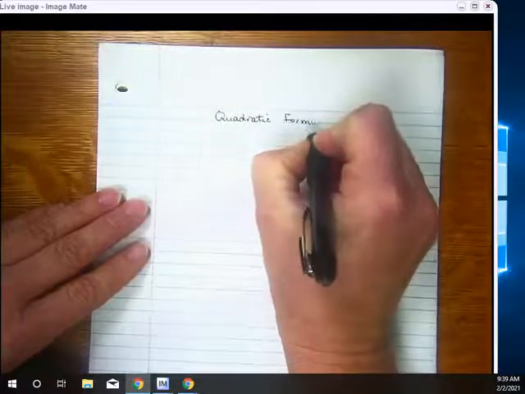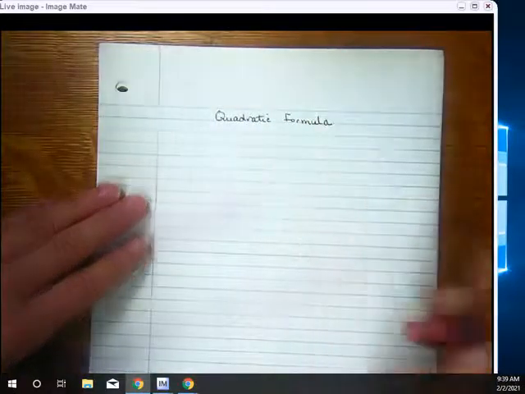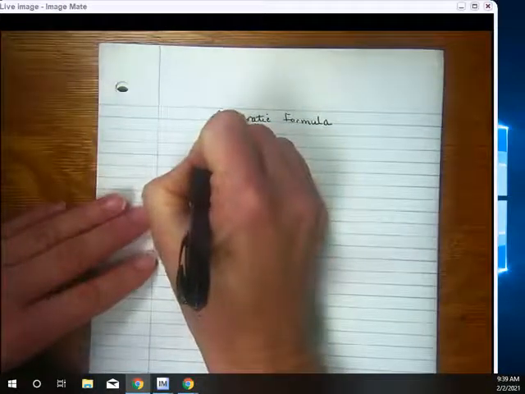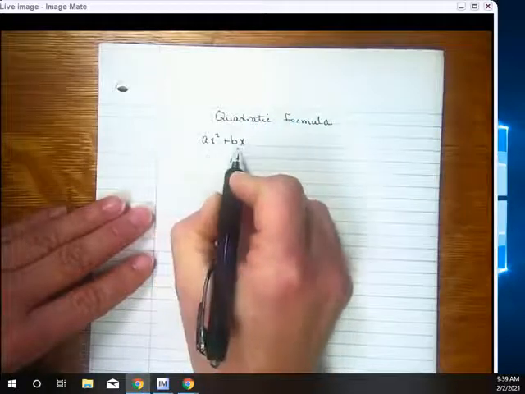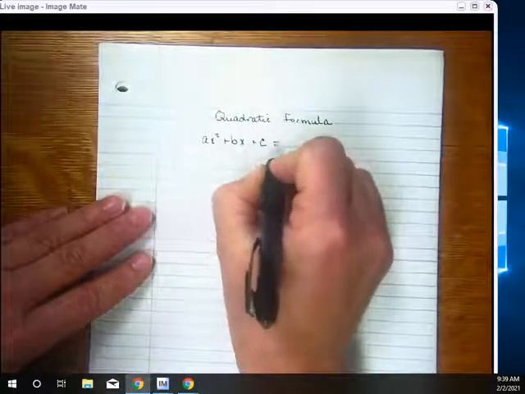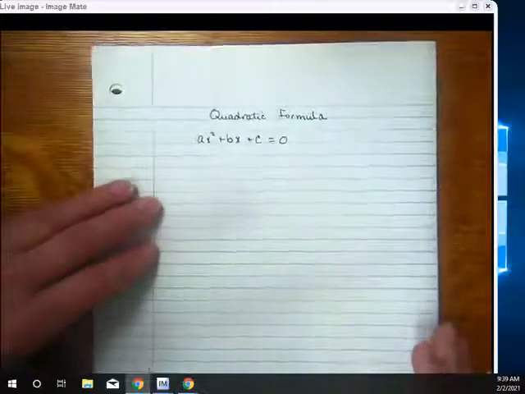In Chapter 6, Section 4, we're going to be looking at the quadratic formula. The quadratic formula is a formula that is used to solve a quadratic equation in standard form. A quadratic equation in standard form means that you have the x squared, the x, and the constants all on one side of the equal sign, equal to 0.